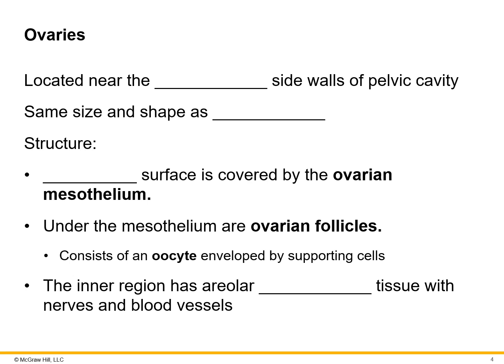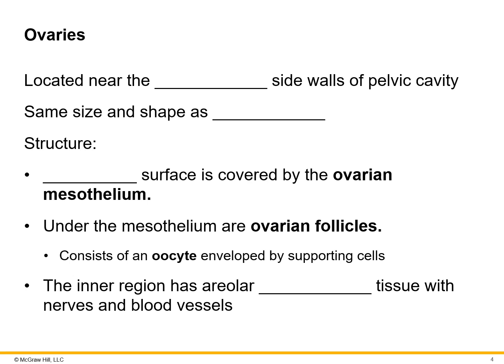So starting by talking about the ovaries. The ovaries are located near the upper side walls of the pelvic cavity. Again, we have one on each side of the uterus. These are the same size and shape as almonds, and they're going to be supported by ligaments. Some more about their structure. First, they're going to have an outer surface that is covered by the ovarian mesothelium. This is just a layer of tissue.